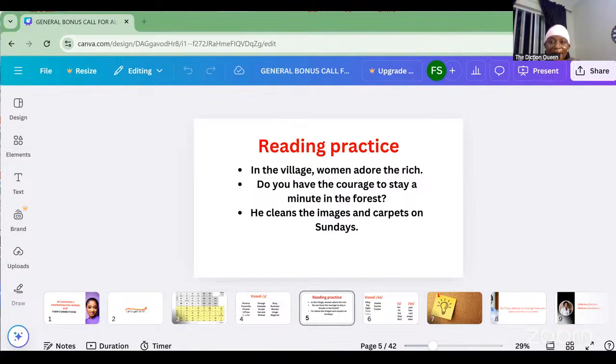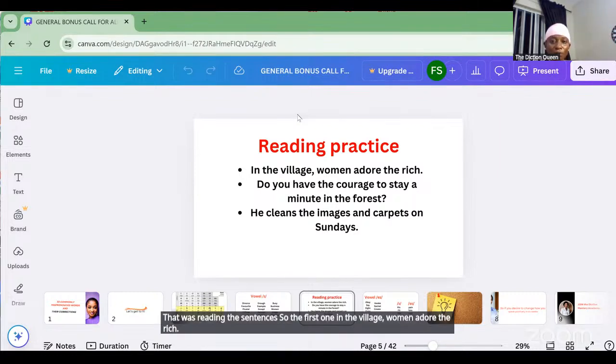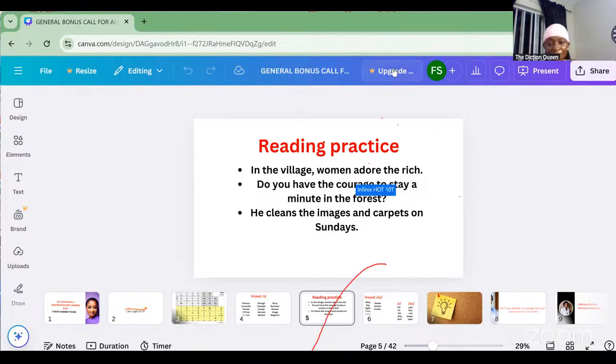I am back. Sorry about that. Okay, let's proceed. That was reading the sentences. So the first one, in the village, women adore the rich. Do you have the courage to stay a minute in the forest?